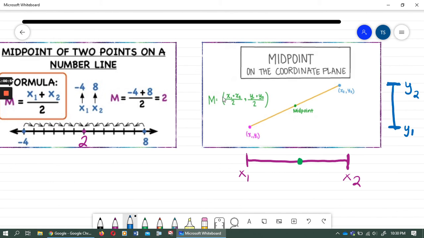So again, you got to find the midpoint between the two x values, and that'll give you the x value of the midpoint. So again, guys, the whole midpoint is going to be written as an ordered pair, x and y. The x value of the midpoint is going to come from finding the midpoint between the two x values, which is shown right there. And the y value of the midpoint is going to come from finding the midpoint between the two y values.